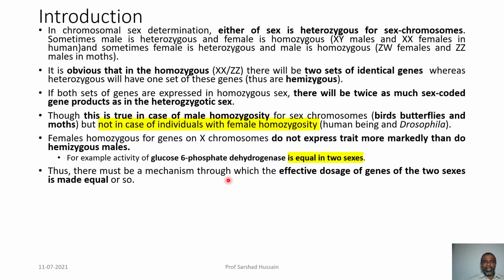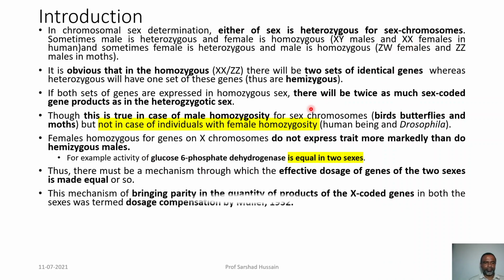So, there must be a mechanism through which the effective dosage of the genes of the two sexes is made equal. Even though two X chromosomes are present in the female, there is a mechanism that the dose of the genes and the product of the gene is not double in the female. So, there is a dosage compensation which leads to an equal quantity of the product, for example, glucose 6 phosphate dehydrogenase, in both male as well as females.